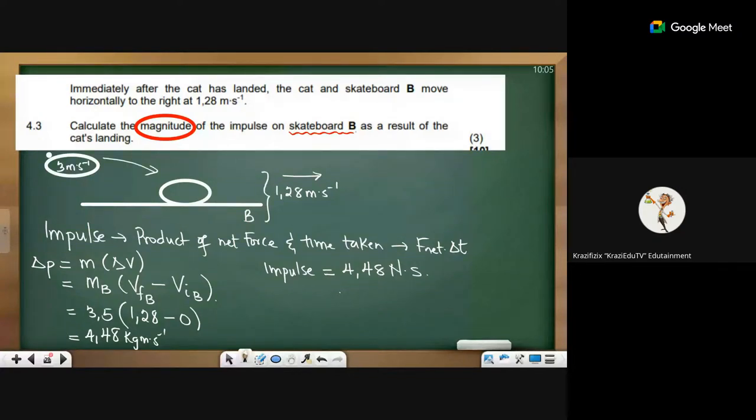Please, did that make sense to you? That makes sense. So if you leave your answer as kilogram meter per second, you'll be wrong because you are calculating change in momentum. That's why I told you yesterday, they are not the same. They are only equal in magnitude.